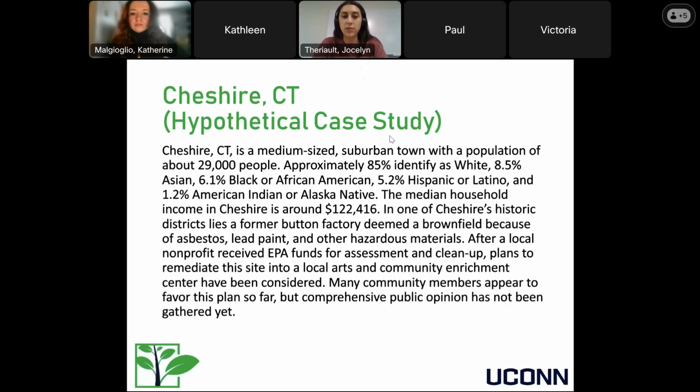In one of Cheshire's historic districts, there's a former button factory that has been deemed a brownfield site because of the presence of asbestos, lead paint, and some other hazardous materials. After a local nonprofit received EPA funds for the assessment and cleanup at this site, plans to remediate it and repurpose it into a local arts and community enrichment center have been considered. Many of the community members appear to be in favor of this plan so far, but comprehensive public opinion has not been gathered yet.